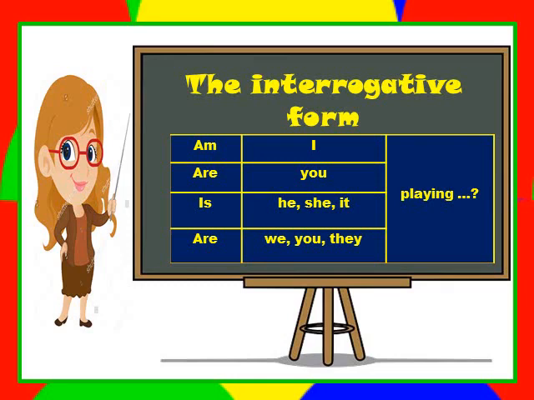So let's read. Am I playing? Are you playing? Is he and she and it playing? Are we playing? Are you playing? And are they playing? So all we have to do in here is just to reverse the pronoun and the verb to be.